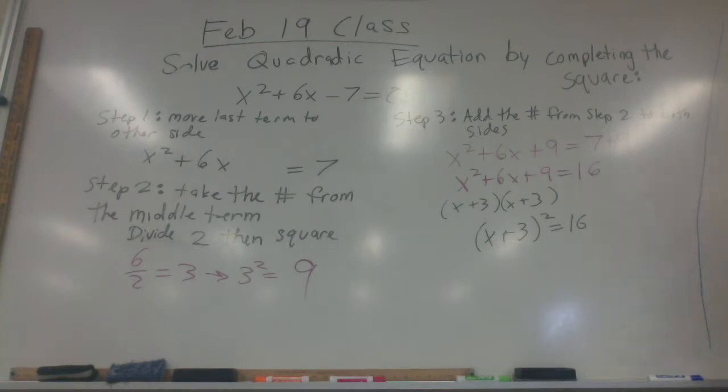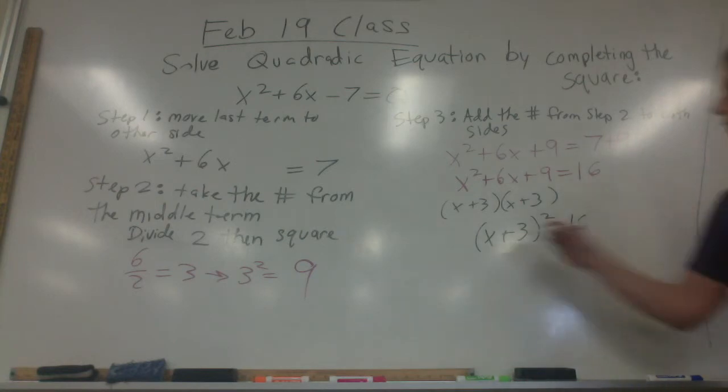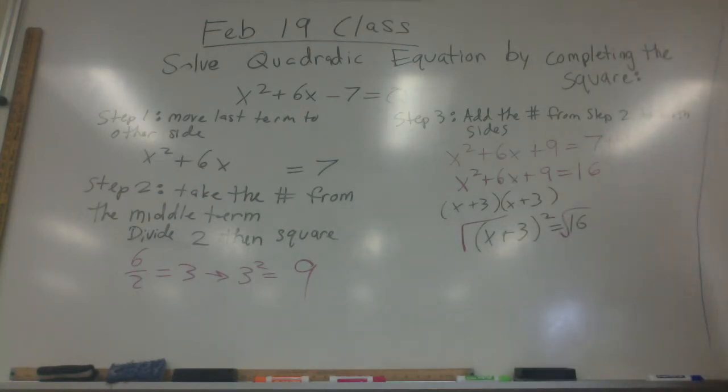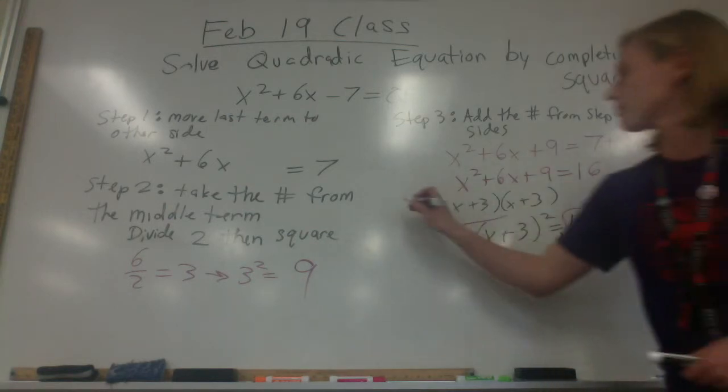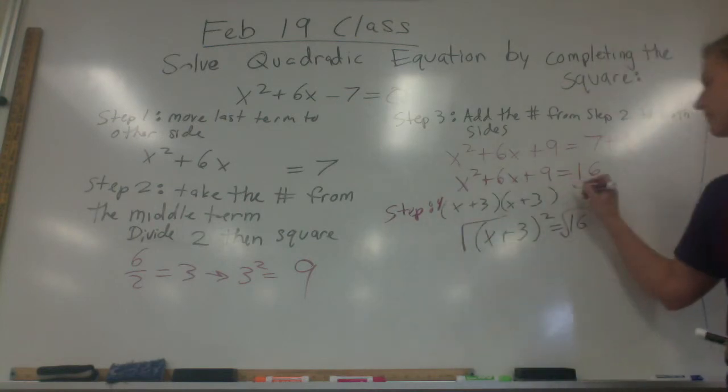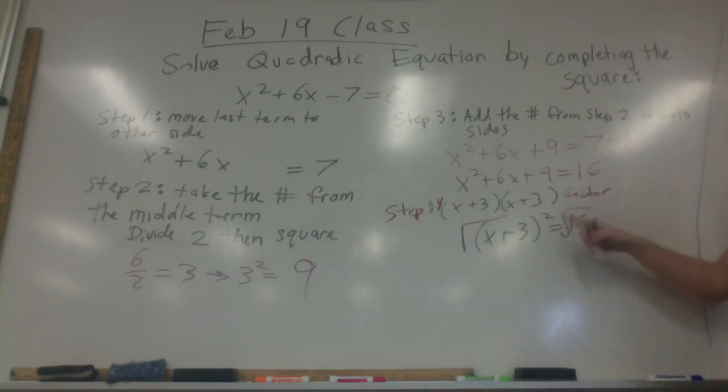So here we have x plus 3 squared equals 16. Now we can just solve for x the old-fashioned way. So we need to undo squaring. How do we do that? Square root it. So I'm going to square root both sides. Sorry, I kind of went away from my steps. Step 4 was factoring, step 5 is square root, and step 6 is solve for x.